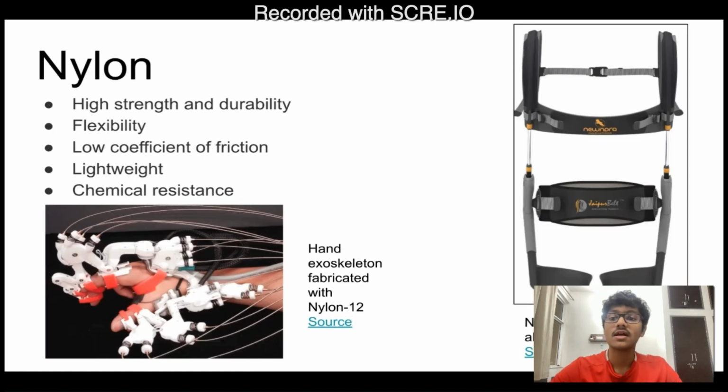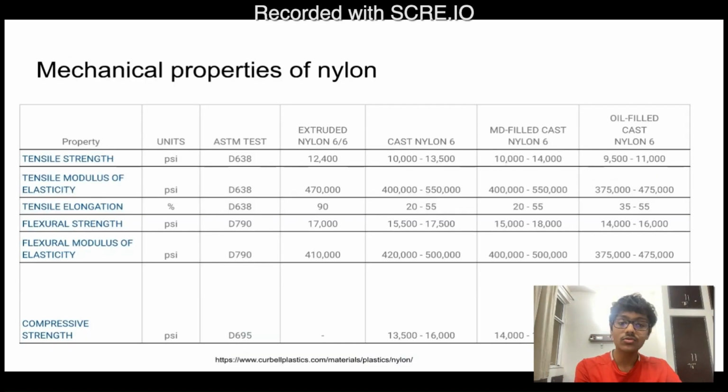So the first one is nylon. Some of the properties of nylon include high strength and durability. It has flexibility. It has a low coefficient of friction. It is lightweight and it has more chemical resistance. The following are the mechanical properties of different types of nylon. As you can see, tensile strength, tensile modulus of elasticity, and tensile elongation. All the properties are given here for different types of nylon. So this nylon is used for robotic exoskeletons.